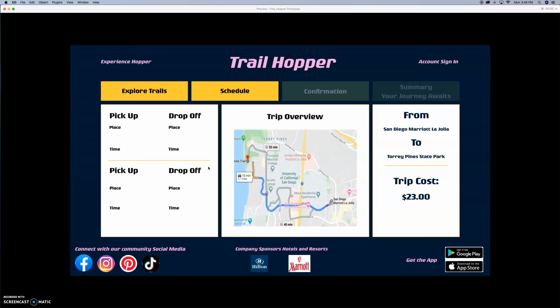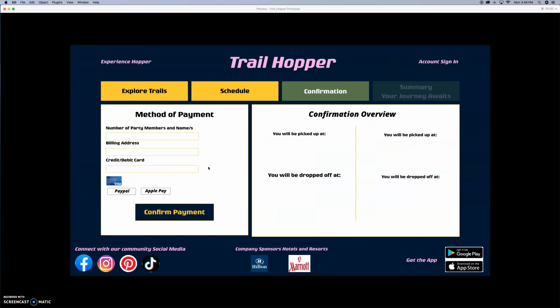The scheduling page. Question 1. Imagine you have selected the trail and understand the cost. How likely are you willing to continue to check out? Next page. The confirmation page.